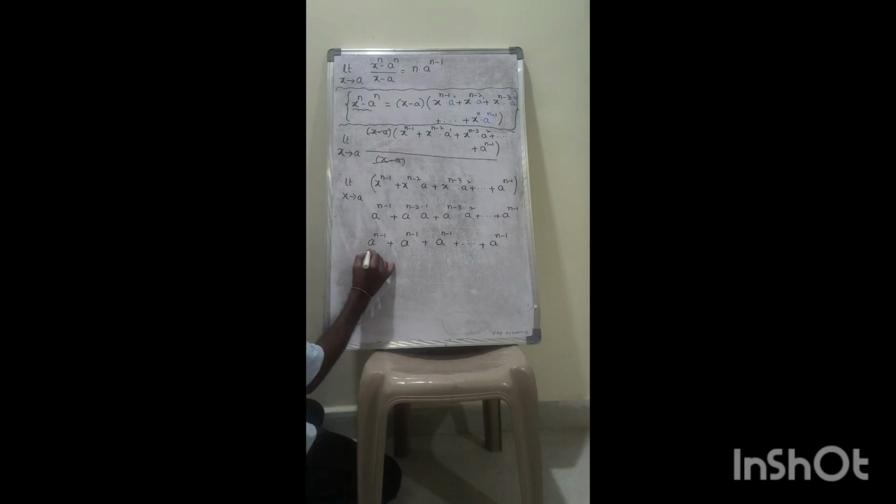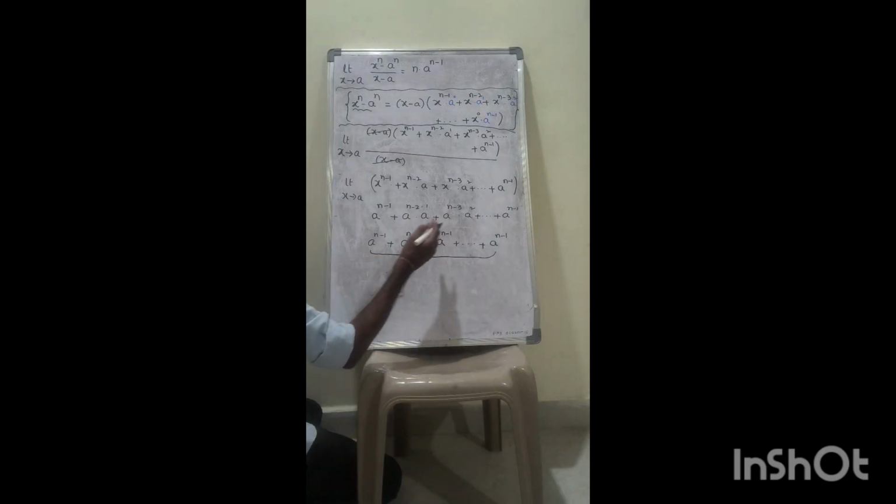But how many a power n minus 1 terms are added here? This is a power n minus 1, this is also a power n minus 1, this is also a power n minus 1, even the last term is also a power n minus 1. But the point is how many a power n minus 1s are there here. If you observe closely, it will be like this.